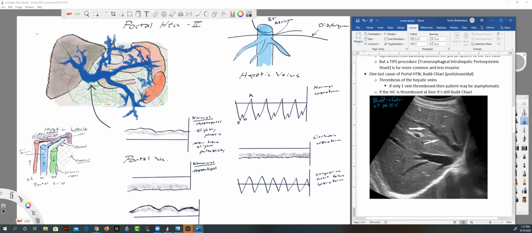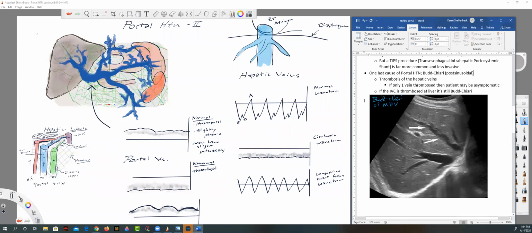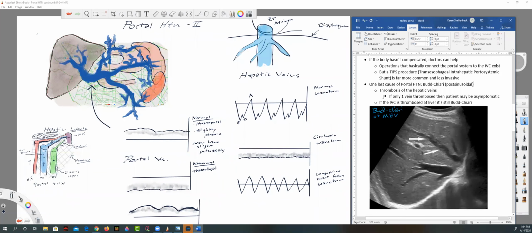Never knew it. But if it was all three, he would know it. He would be in the emergency room very quickly. If the IVC is thrombosed at the liver, it's still Budd-Chiari. Okay, that's all I wrote. There's actually more I could write, and I will add to it from what we're going to talk about today.